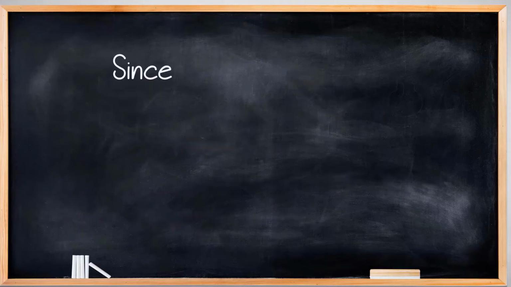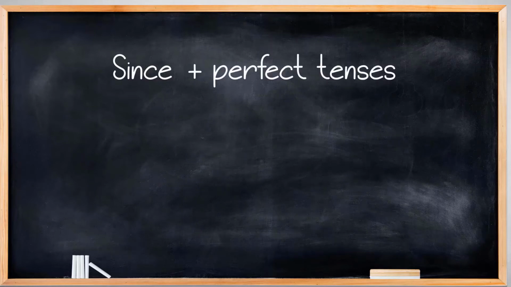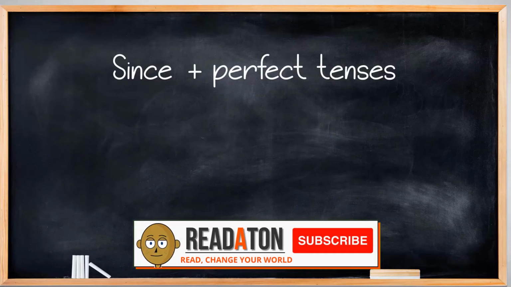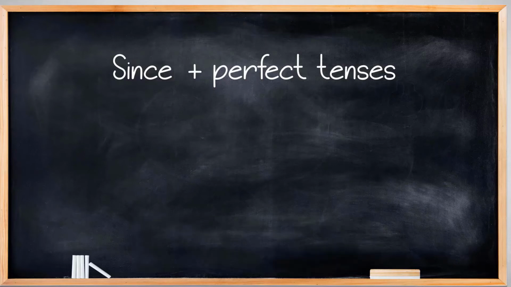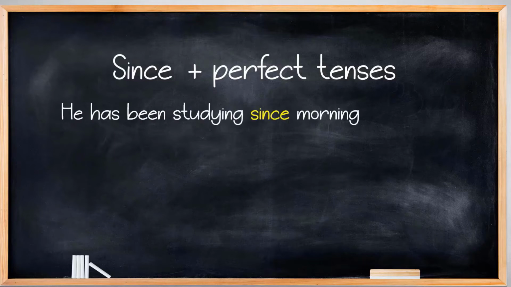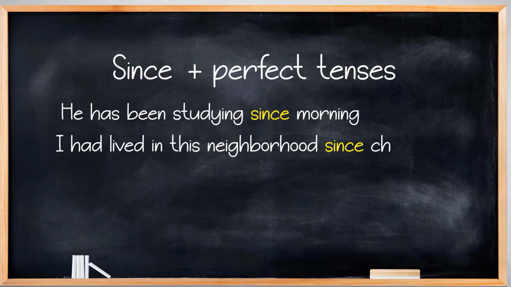Now, since is mostly used with the perfect tenses. Now, if you don't know what perfect tenses are and you want me to make a lesson on that, kindly let me know in the comment section. So examples are, he has been studying since morning. I had lived in this neighborhood since childhood.